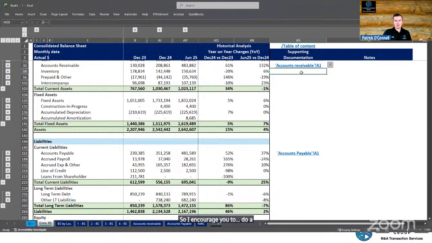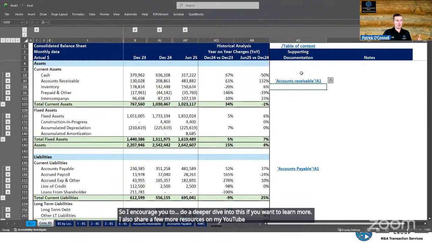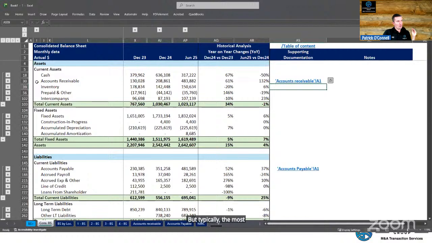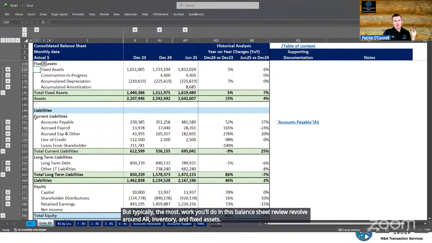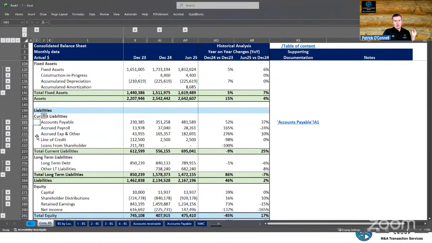do a deeper dive into this if you want to learn more. I also share a few more resources on my YouTube channel. Feel free to check that out. But typically, the most work you'll do in this balance sheet review revolve around AR, inventory, and fixed assets, AP, and accrued expenses.